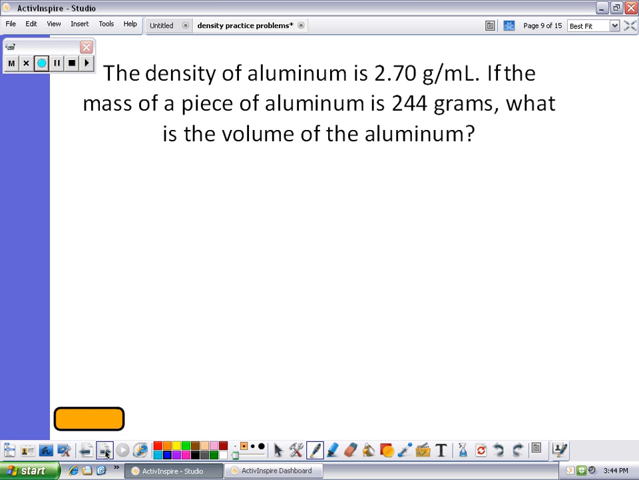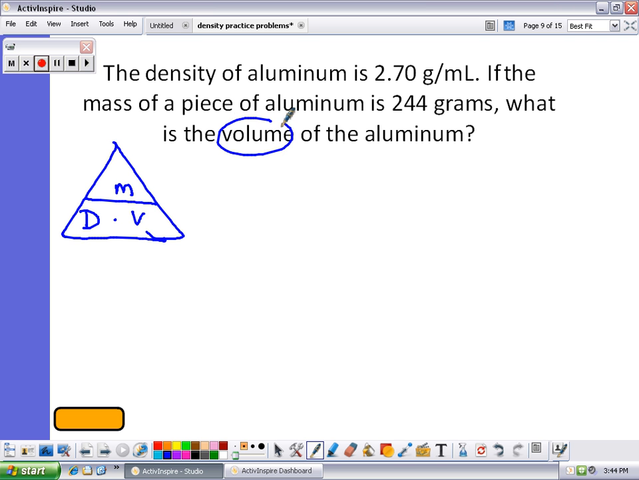The density of aluminum is 2.7 grams per milliliter. If the mass of a piece of aluminum is 244 grams, what is the volume of the aluminum? Go ahead and pause and do your problem. Our equation, triangle. And it asks you, what is the volume? So volume is what we're solving for. And it gives you the density of aluminum, and it gives you the mass of the aluminum. So we are solving for volume, so it's mass divided by density.